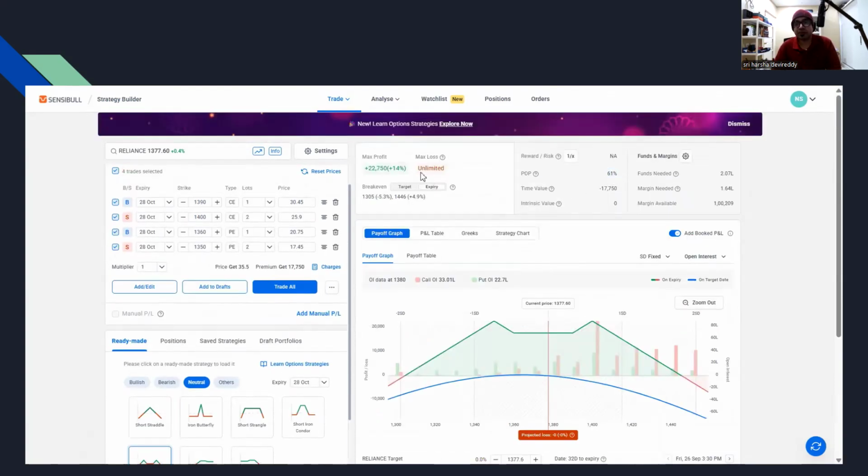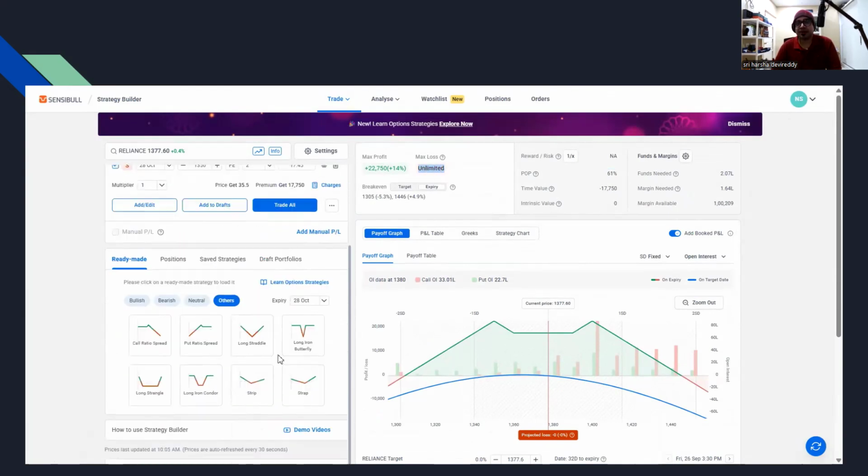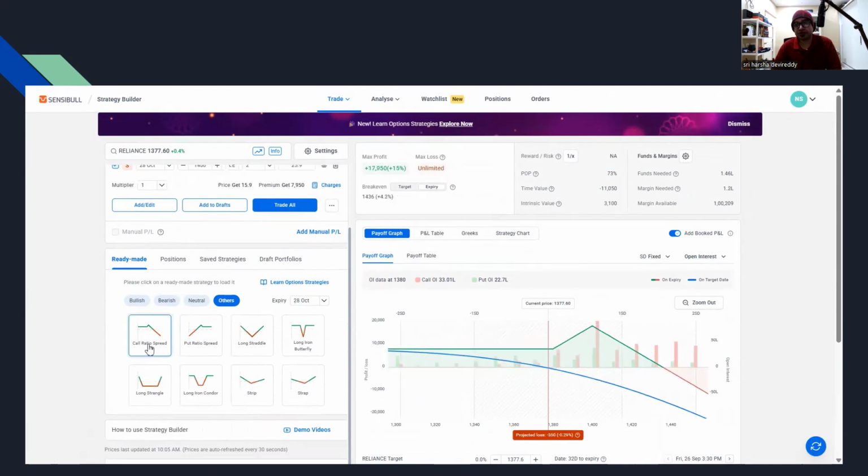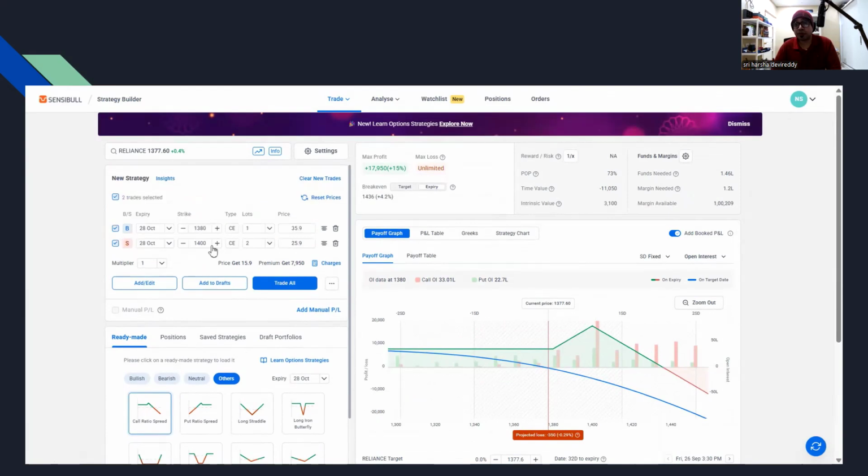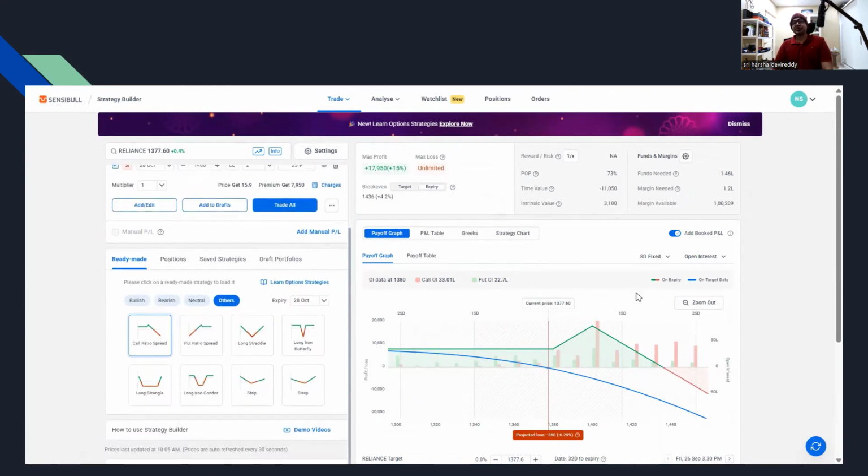See, the probability of winning is 61%, but the loss is unlimited, and the maximum profit is 22,000. This is one more, call ratio back spread. So here also, see the probability of winning, 73%. Okay, so 73% there is a probability of winning. So all of these strategies, you can make adjustments, you can do whatever you want.